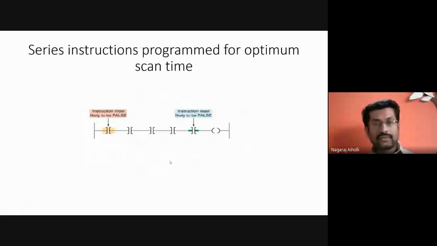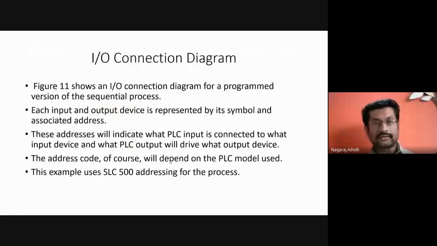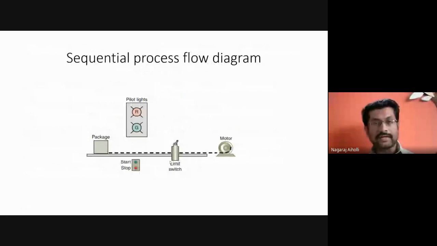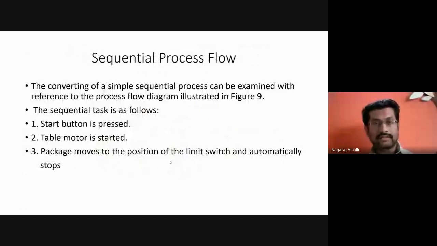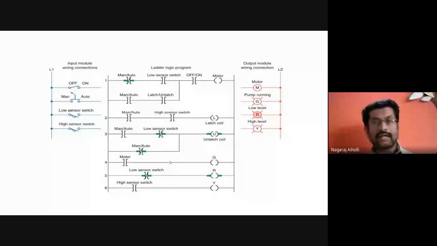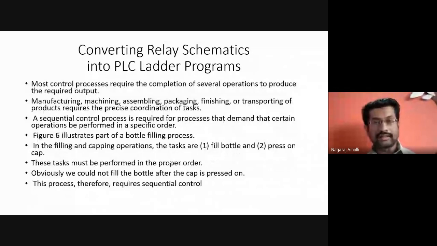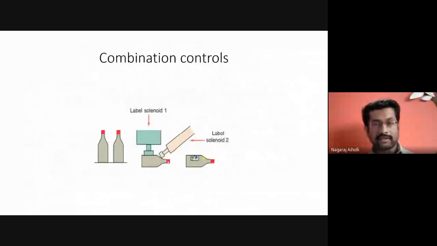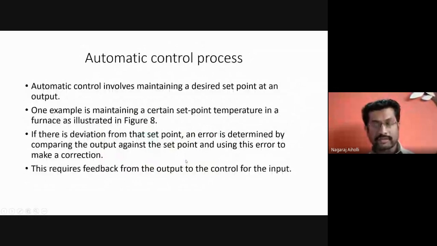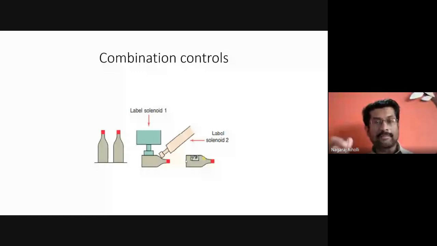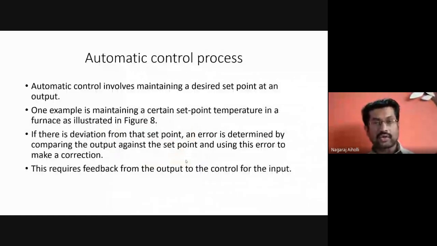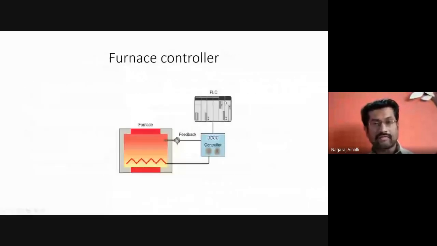In today's class, students, we have covered various topics, starting from converting relay schematics into PLC ladder programs, how to convert a relay schematic into a ladder rung diagram, and what is combination control. I gave the example of labeling 1, labeling 2, combination control. Sequential control is bottle filling with the liquid and capping, that is a sequential process. For the automatic control process, I gave the example of the furnace controller, automatic controller, this diagram.